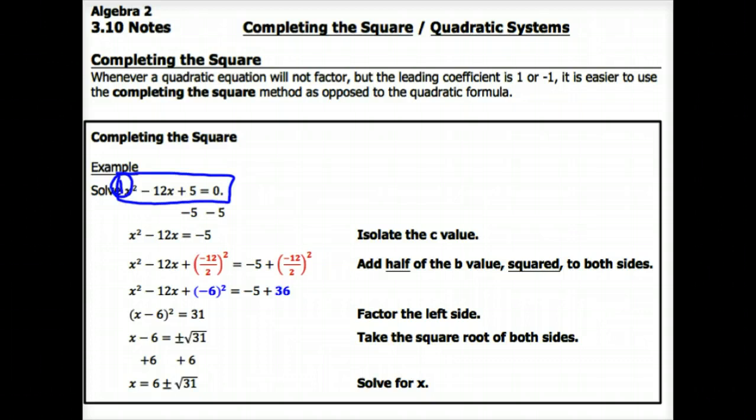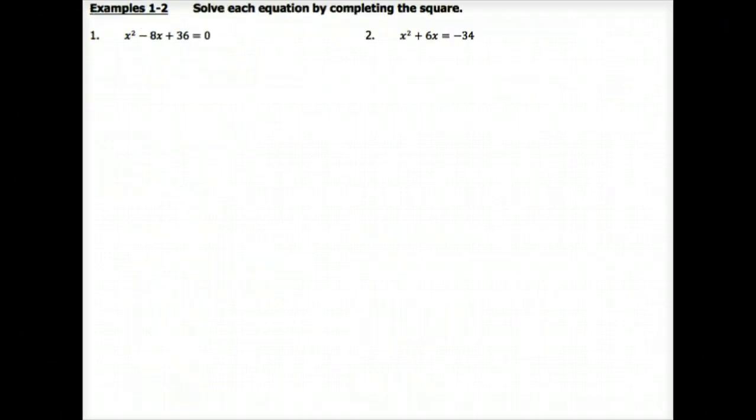So what I'm going to do is jump down to example 1 at the bottom. I'm going to follow these same steps to do completing the square on x squared minus 8x plus 36 equals 0. And if you need to look back at the one in the box, feel free to do so. So for example 1, we've got, again, this equation x squared minus 8x plus 36 equals 0.